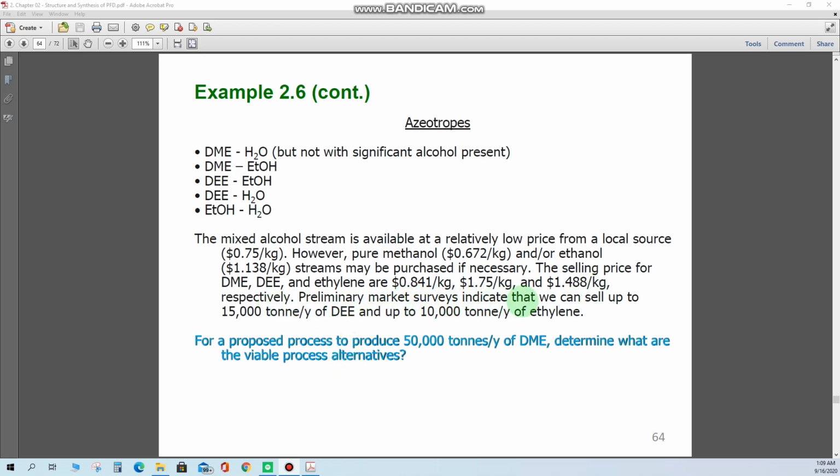Preliminary market surveys indicate that we can sell up to 15,000 tons per year of diethyl ether and up to 10,000 tons per year of ethylene. So these are the quantities demanded by the market. So we can have a diethyl ether production up to this capacity, and ethylene production up to this capacity. For a proposed process to produce 50,000 tons per year of dimethyl ether, determine what the viable process alternatives are. Now we are provided with the production requirement for dimethyl ether, and we have to see what the different process alternatives are.